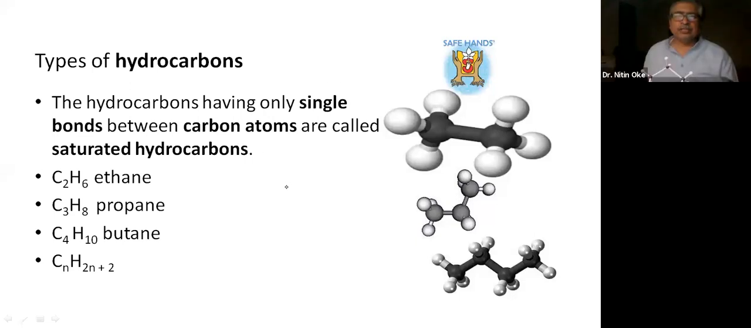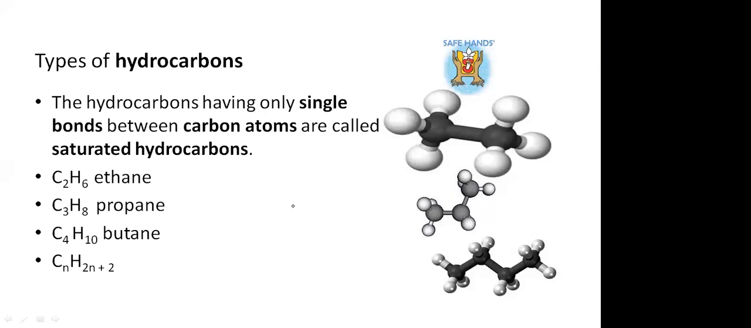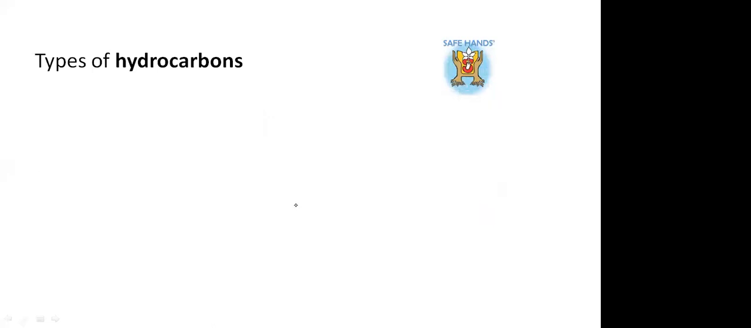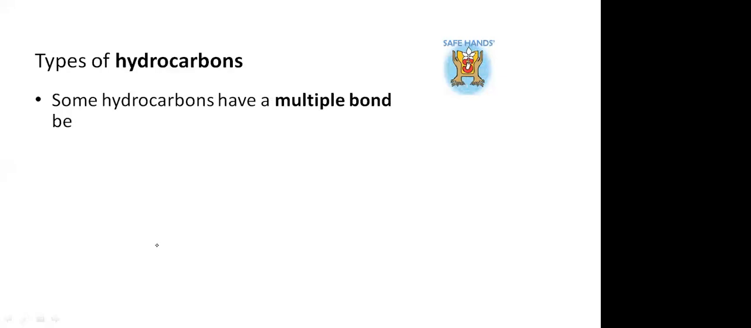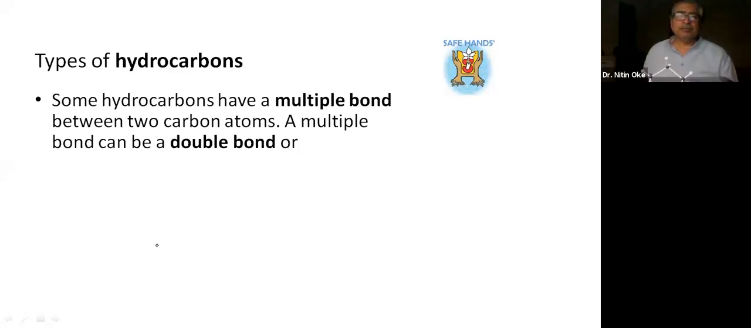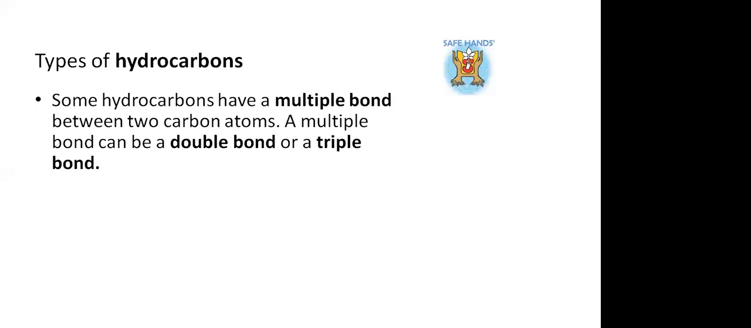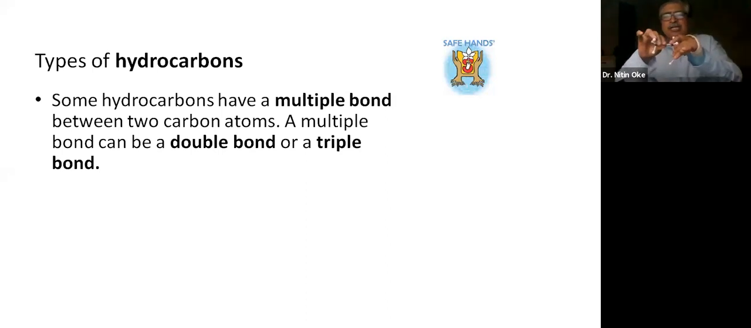I suggest don't take the screenshots, write down the things. I'm hearing the sounds of buttons. So complete writing. Now some hydrocarbons have multiple bonds between the two carbon atoms. A multiple bond can be double bond or triple bond. Now it is extremely difficult to understand this topic. I won't be able to explain each and every detail, but just try to understand the difficulties at least.